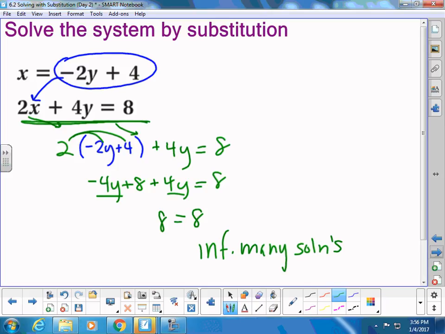Infinitely many solutions. Because we have a true statement, we've got no x's or y's left, we just have 8 equals 8.